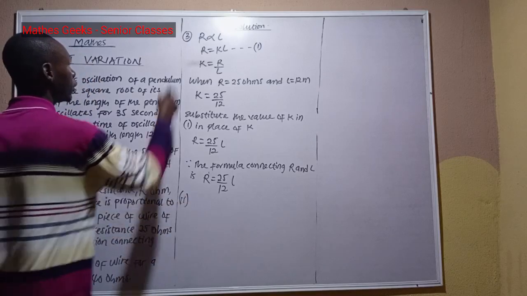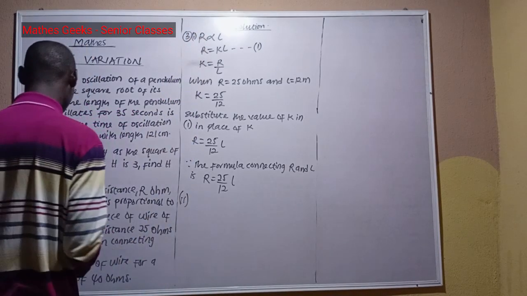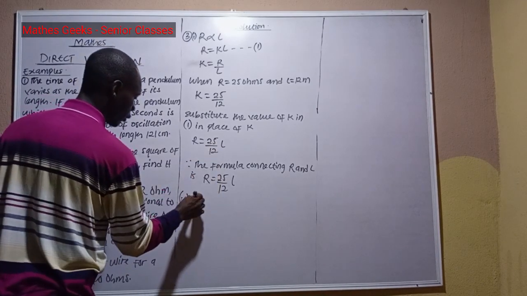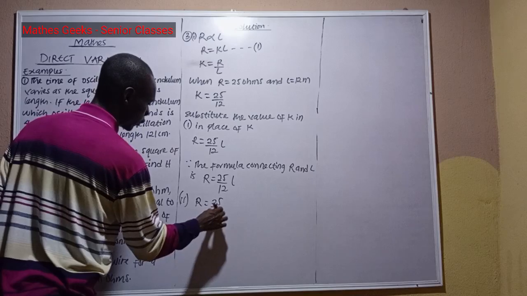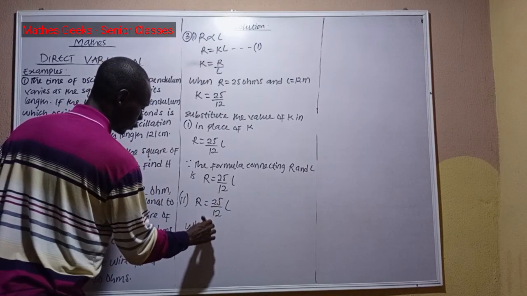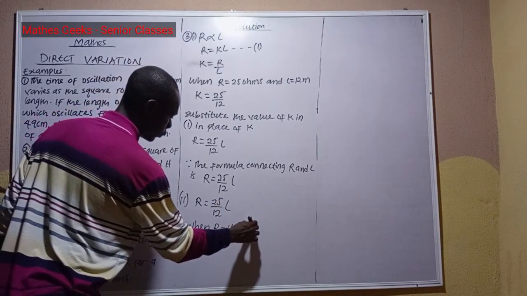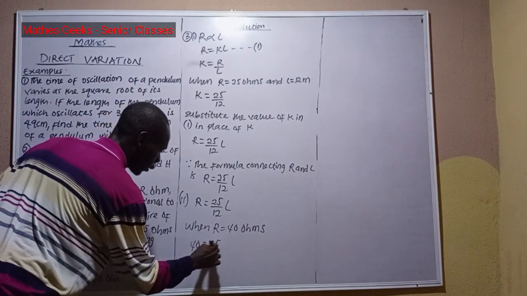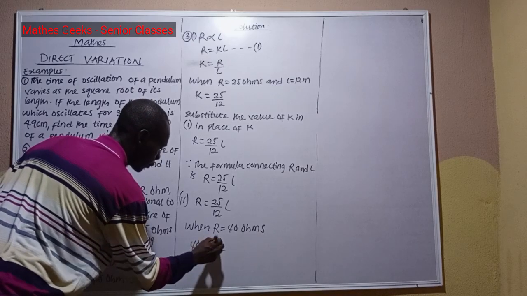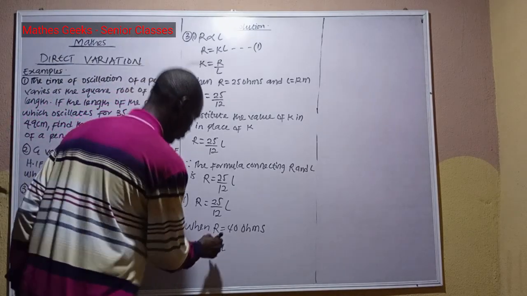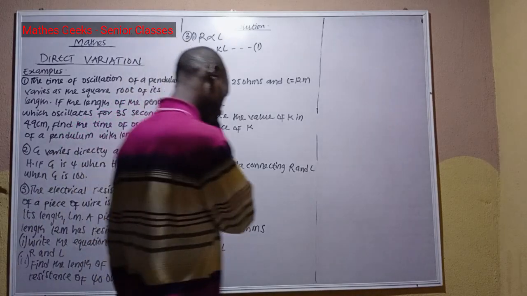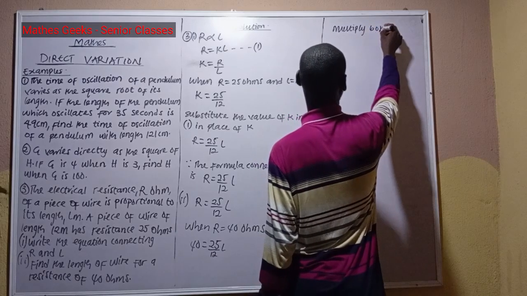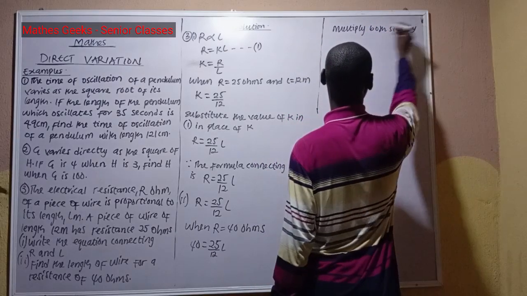Part b uses the formula from part a. It says find the length of wire for a resistance of 40 ohms. So we write the formula again: R is equal to 25 over 12 L. When R is equal to 40 ohms, 40 is equal to 25 over 12 L. We multiply both sides by 12.